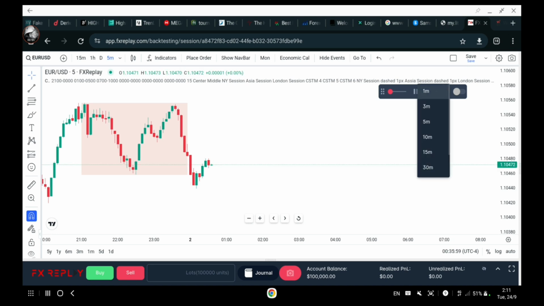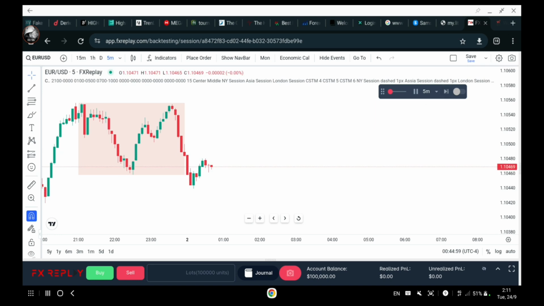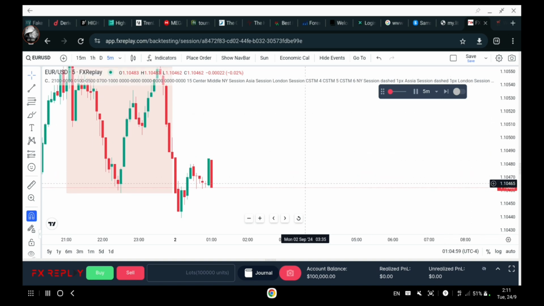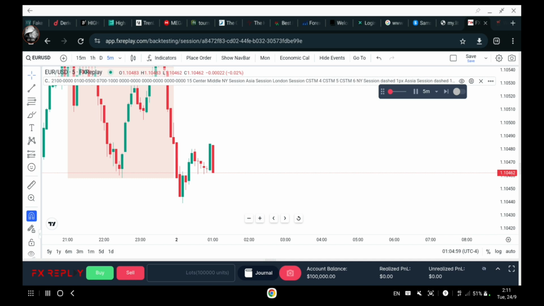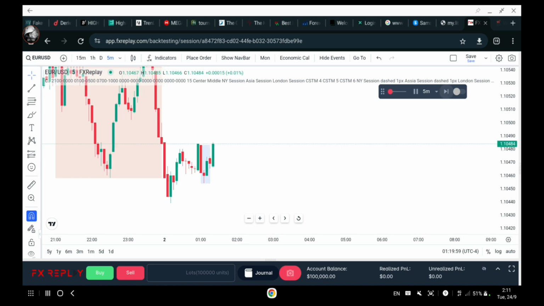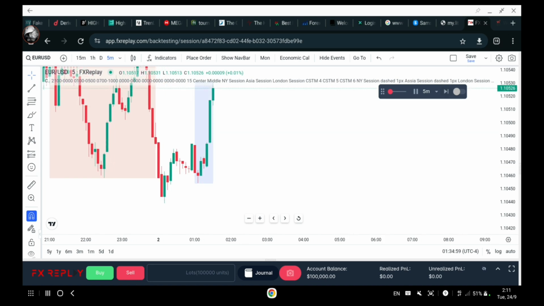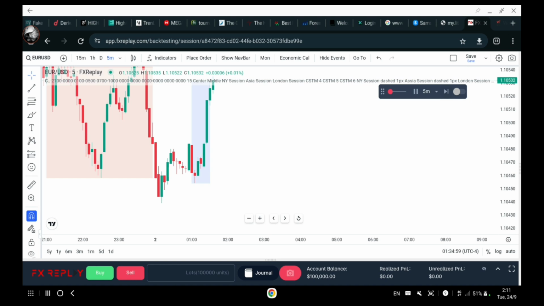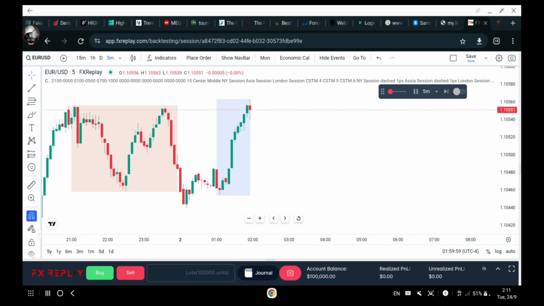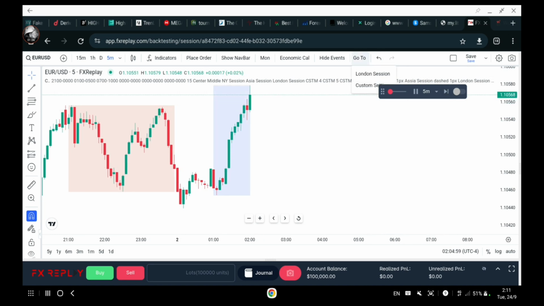Okay, let's increase the time to 5. Okay, now we're in the time range. So now we're waiting for price to sweep the low or form an FVG right there. And as you can clearly see, we have no FVG formed. We didn't get an FVG, so we go to the next London session.